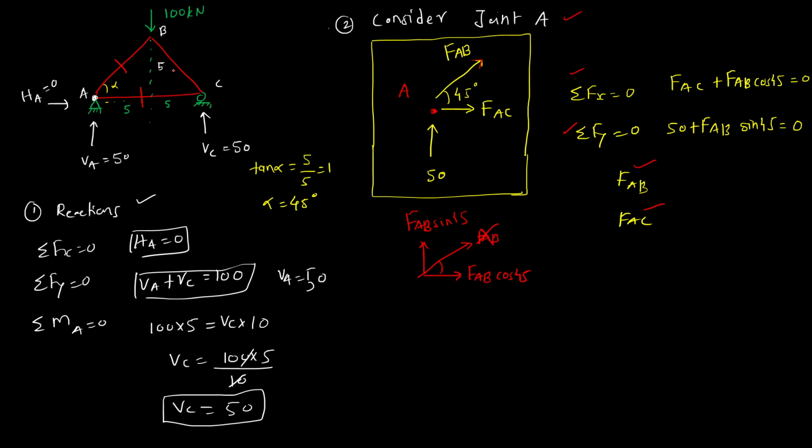Now to find out FBC, we will have to take the joint C. So similarly, joint C we will be taking, this is C, this is 50 force. There will be one force which is acting in this side, and this is FAC, and one force in inclined direction, that is FCB. Same thing, sigma Fx is equal to 0, sigma Fy is equal to 0, and then get the values of FCB. I hope it is clear. Now in the next video, we will be solving the numericals.